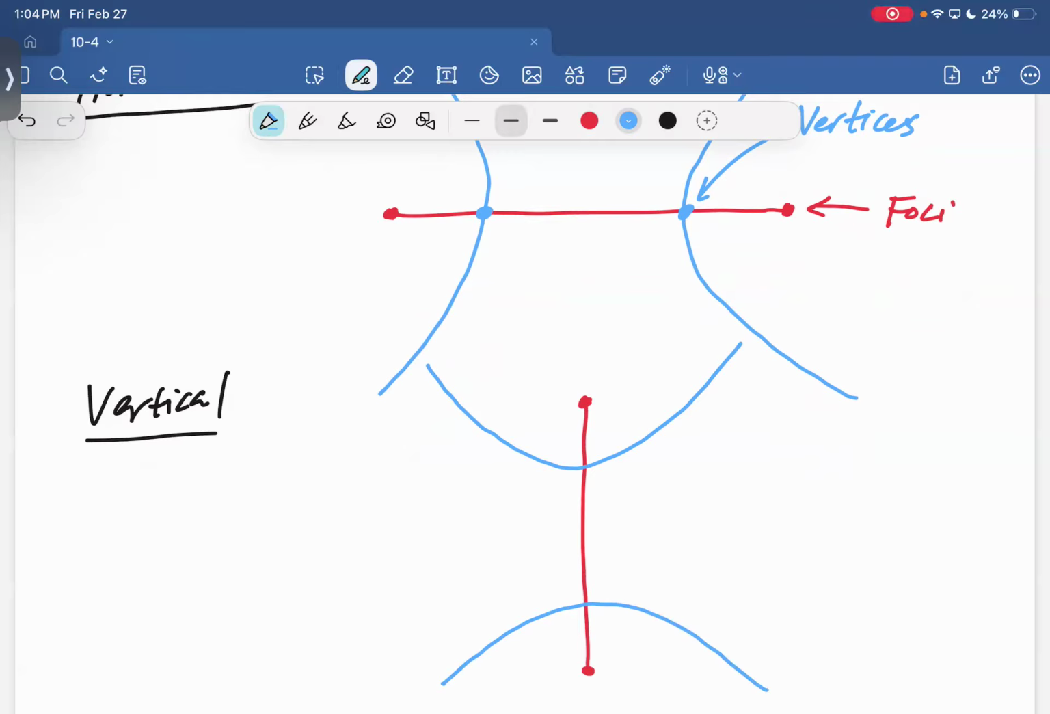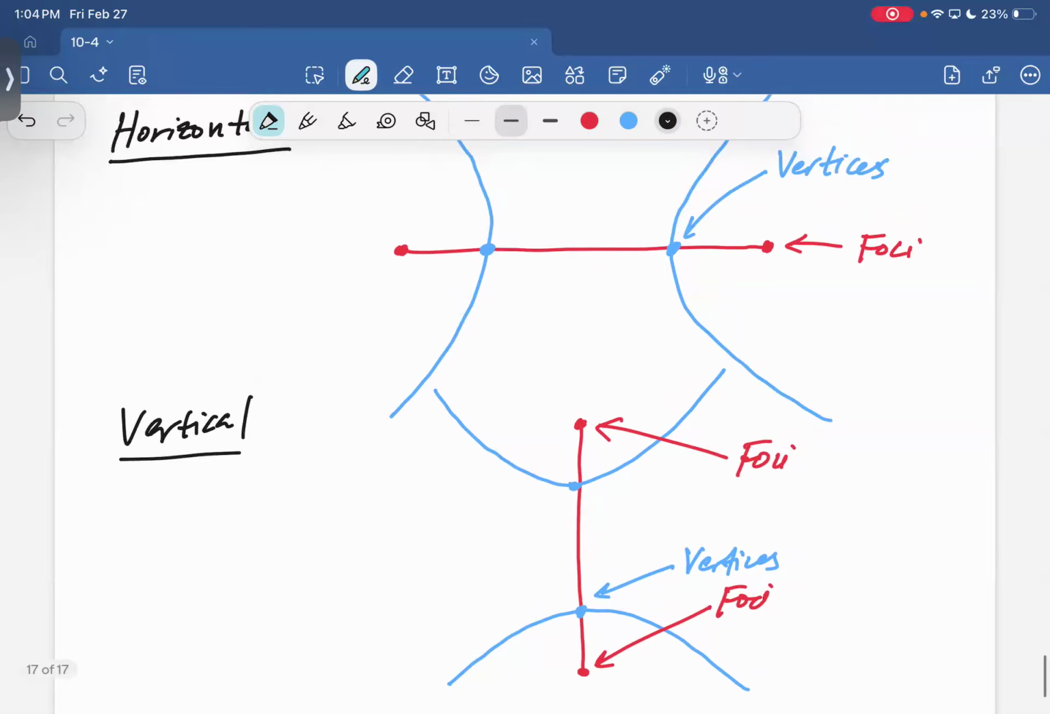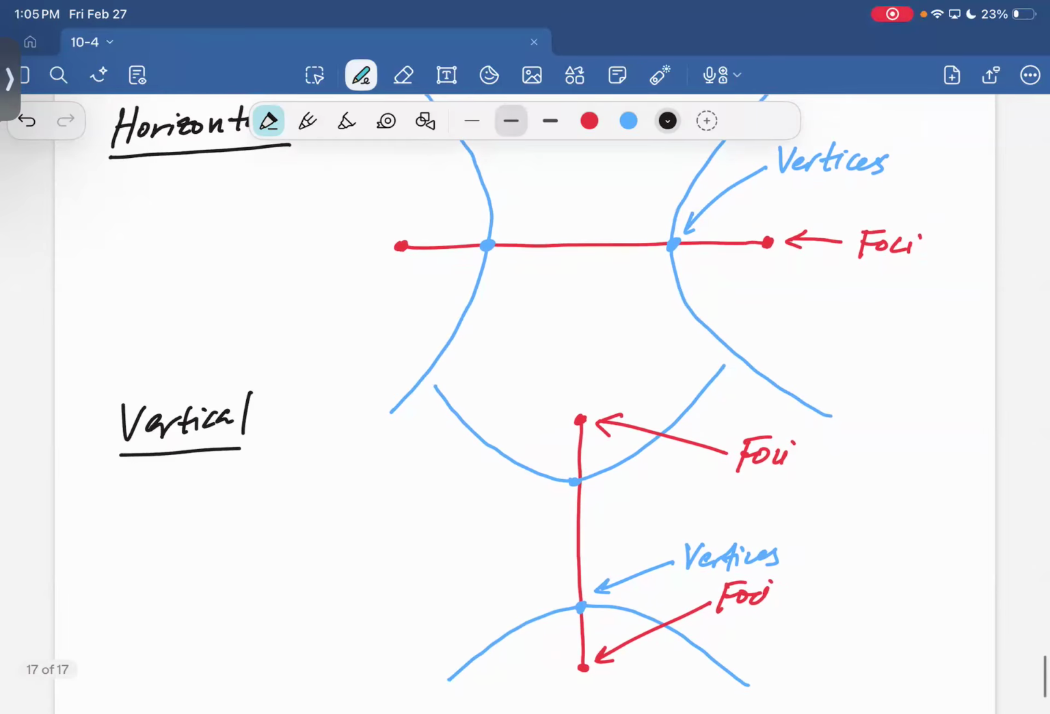For a vertical hyperbola, the foci now are oriented vertically. Any questions? Is the foci like the line? It's the point. What's the line? It's the line that connects the foci. It's the axis.